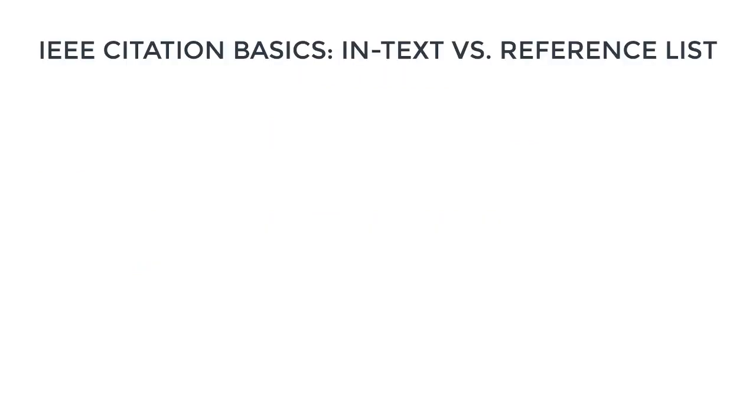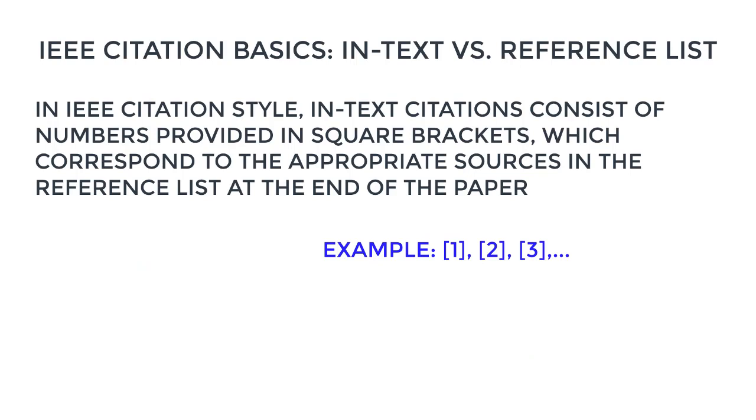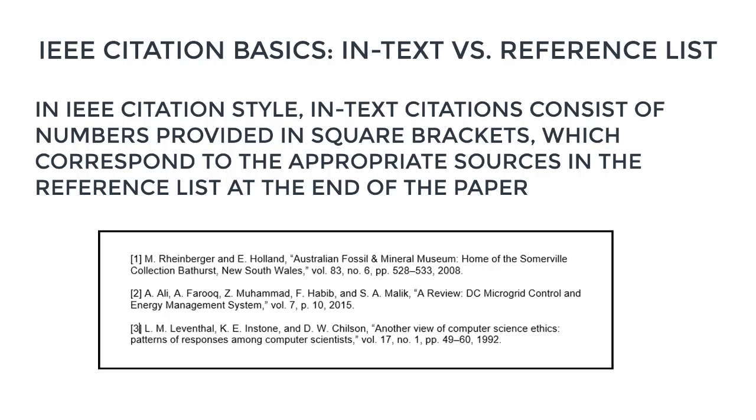In IEEE citation style, in-text citations consist of numbers provided in square brackets, which correspond to appropriate sources in the reference list at the end of your paper. In-text citations are included in the body of the work when you quote, paraphrase, or otherwise refer to a source. The order of the reference list corresponds to when things are cited in the text.